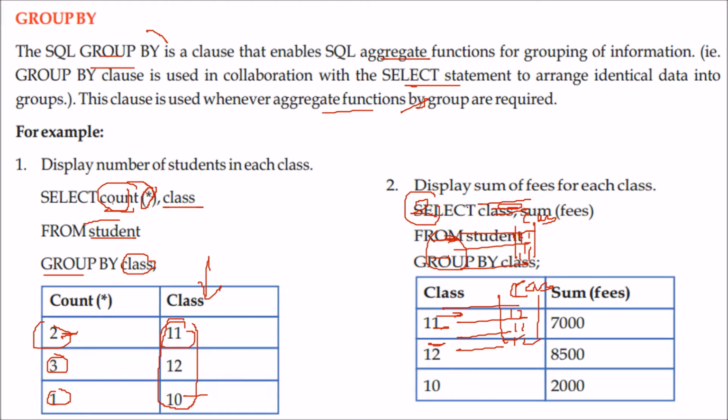Again, if you want to select the class and the sum of the fees, so sum of fees will come and the grouping is done with the class. So for class 11, the total sum is 7,000. For class 11, the sum of the fees of those rows will be given here. Similarly, class 12 and class 10. This addition will be only for those studying in 12th class. For class 10, because we have only one student, it is 2,000.